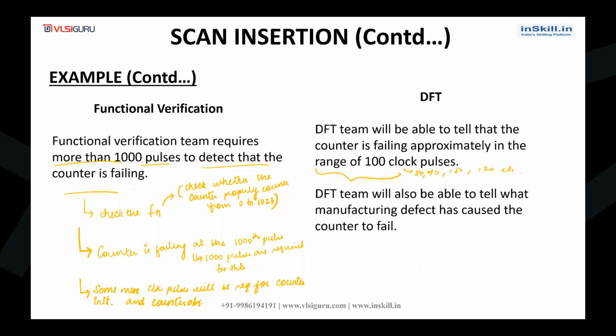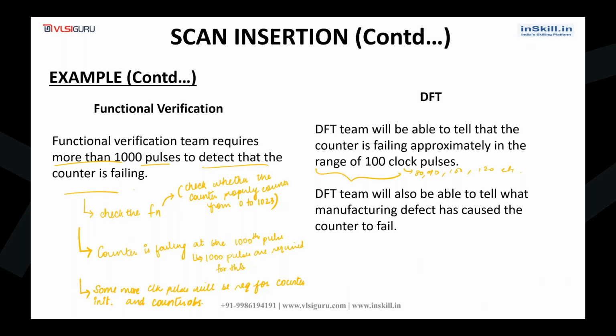So with the DFT team, we will be able to tell that the counter is failing approximately in the range of 100 clock pulses, like 80, 90, 100, 120. The functional verification team requires more than 1000 clock pulses, whereas the DFT team requires approximately 100 clock pulses to tell that the counter is failing.